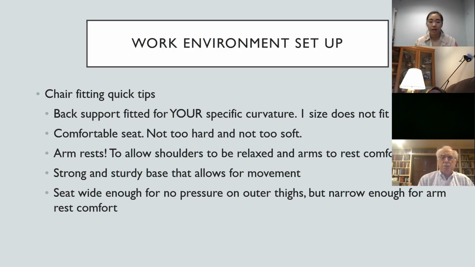And then armrests. Armrests are really important for chairs. You want to make sure the armrests are comfortable so that you don't feel your arms are shrugging up towards your shoulders. They can be nice and relaxed and comfortably set if you have to do a lot of typing or work at the desk. And then a strong and sturdy base for your chair, so it's not too loose and it gives you a lot of support, where you can sit comfortably without feeling like it's going to topple over. A big thing as well is making sure that the seat is wide enough and there's not too much pressure on the outer portions of your legs, but it's also not too narrow, so it's comfortable as well.